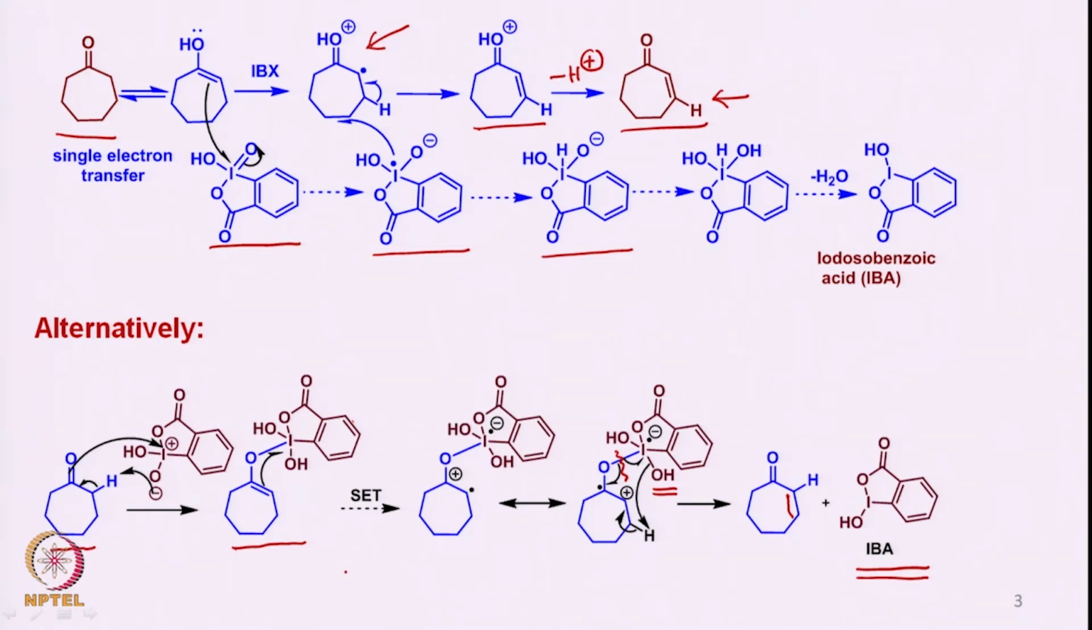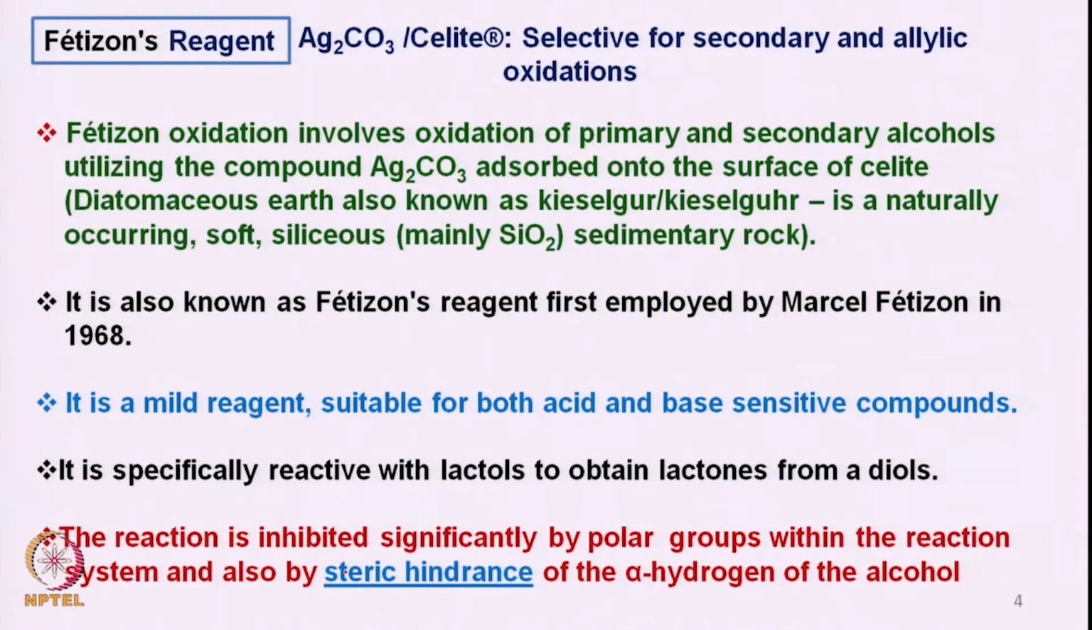Now we go to the present topic, Fetizon's reagent, which is the silver carbonate celite reagent system, which we introduced last time. It is essentially useful for the selective oxidation of secondary and allylic alcohols.